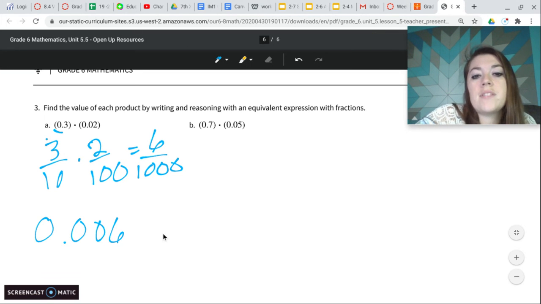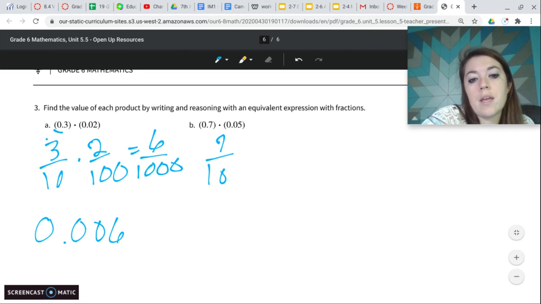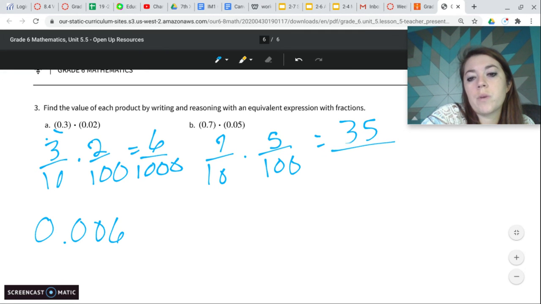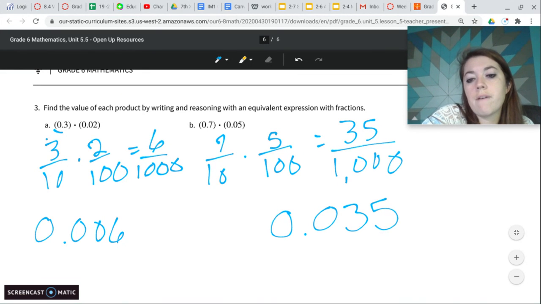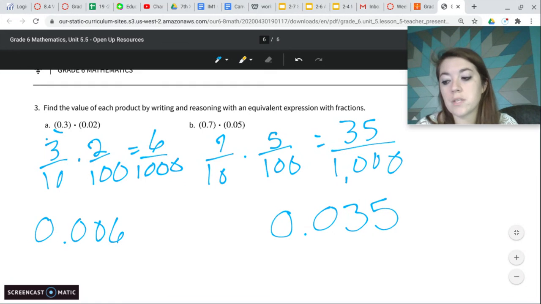All right, for B, we have 7/10 times 5 hundredths. So 7/10 times 5 hundredths. 7 times 5 is 35. 10 times 100 is 1,000. So you end up with 0.035, which is 35 thousandths.